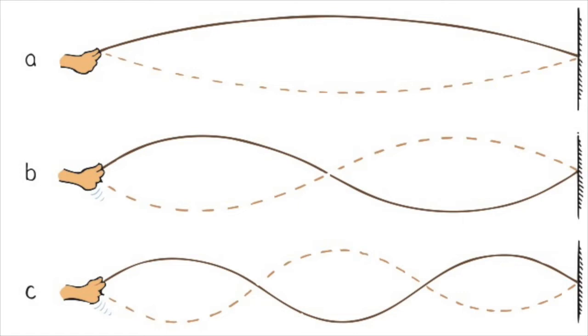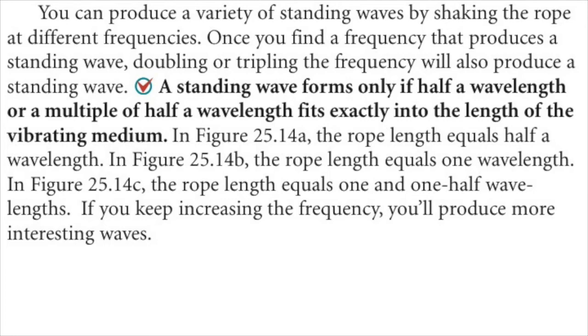In figure 25.14a, the rope equals half a wavelength. In figure 25.14b, the rope equals one wavelength. In figure 25.14c, the rope length equals 1 1/2 wavelengths. If you keep increasing the frequency, you'll produce more interesting waves.